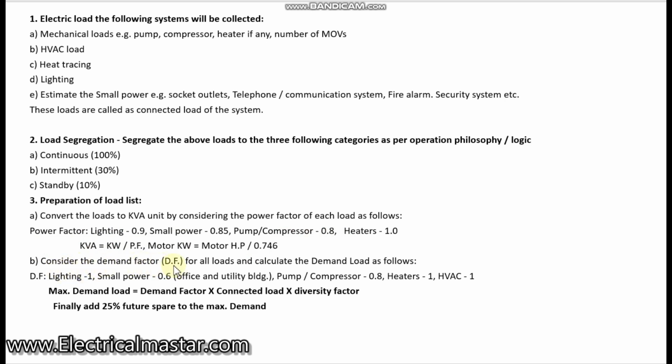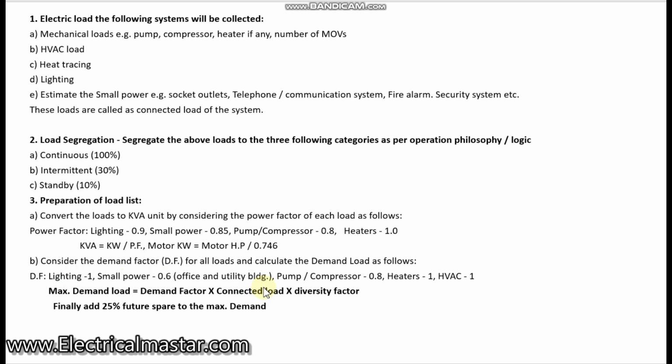Apply the demand factor to all loads and calculate the demand load. To calculate the demand factor, first you have to consider the diversity factor. Diversity factor means, for example, if you are connecting 10 motors from a single switch feeder, you have to connect 10 motors. But at a time, you see only 5 motors running and another 5 on standby. That is called diversity factor: how many motors are running at maximum during the time duration.